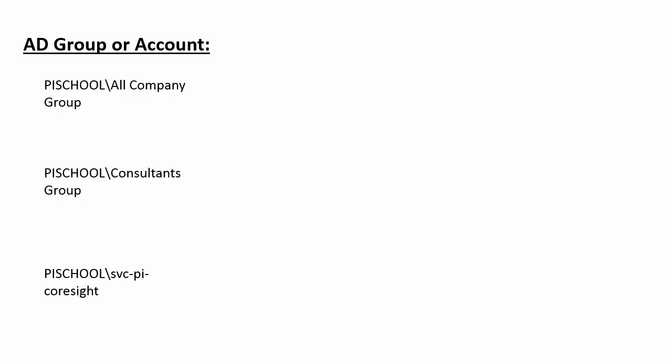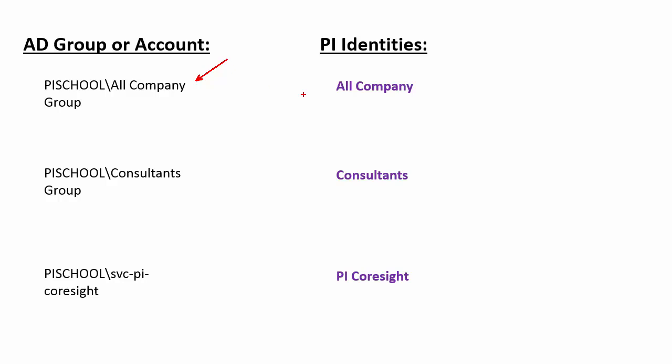We take these groups and accounts and come up with corresponding Pi identities that we can use on the PyData archive. In our case, let's create Pi identities here that correspond to these different Active Directory groups. So for example, for the All Company group, we'll create an All Company Pi identity. And the same we'll do for consultants. We'll also create one for Pi Core Site.